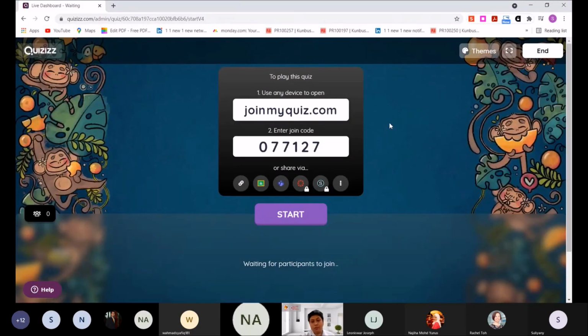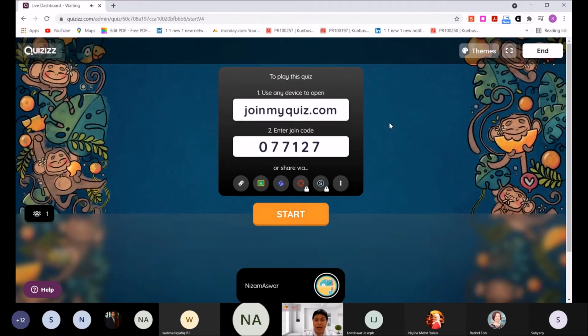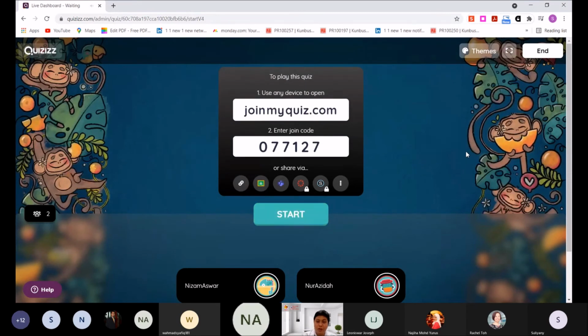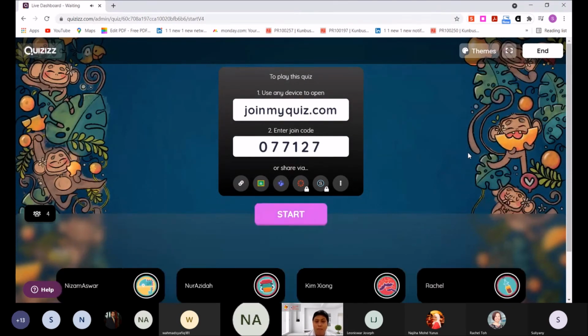So it's a quick pop quiz, right? You can go on your mobile phone and type joinmyquiz.com. If you want to win some vouchers, this is how you do it. Okay, I can see somebody just joining. More and more coming in. Okay, good. So click on joinmyquiz.com, key in the code 077127 over here.